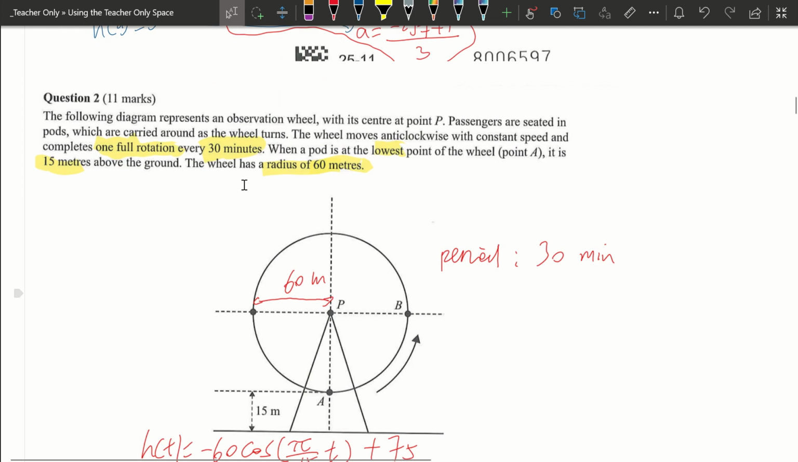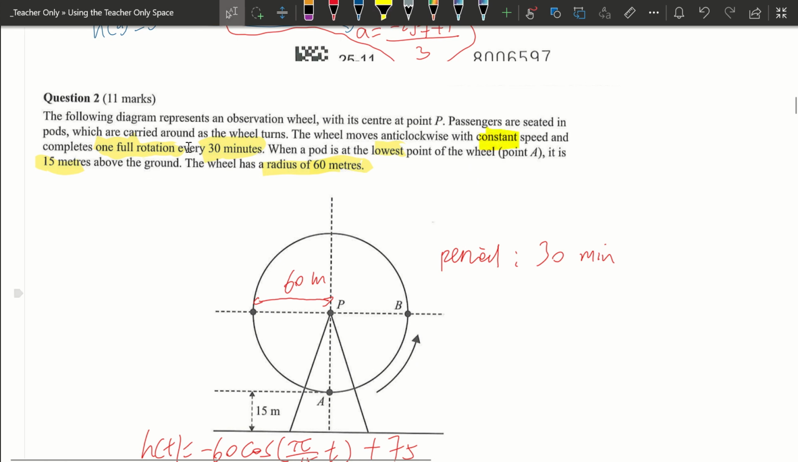All right, question 2. We have a Ferris wheel, if you like, or observation wheel, like this. The center is point P. Passengers are seated in pods, which are carried around as the wheel turns. The wheel moves anti-clockwise. There's an arrow here that gives you the direction. Constant speed, that's kind of important.